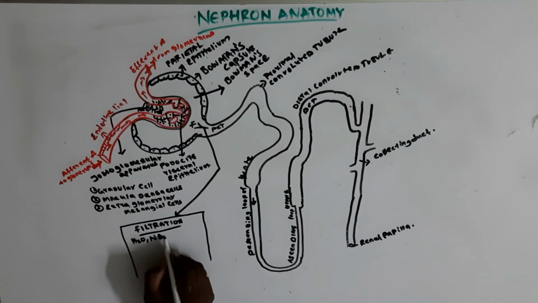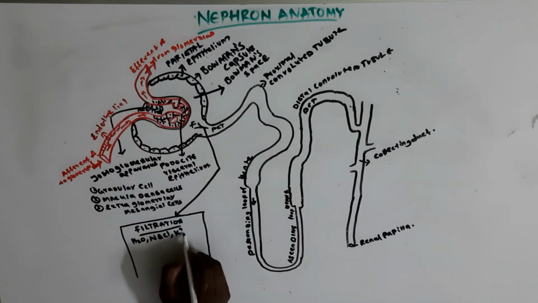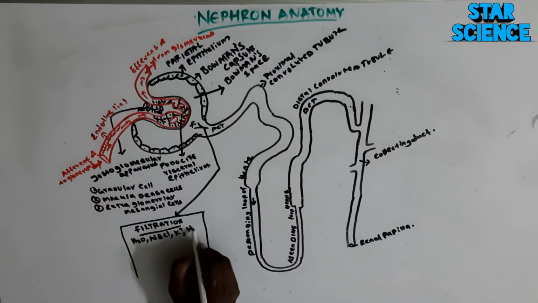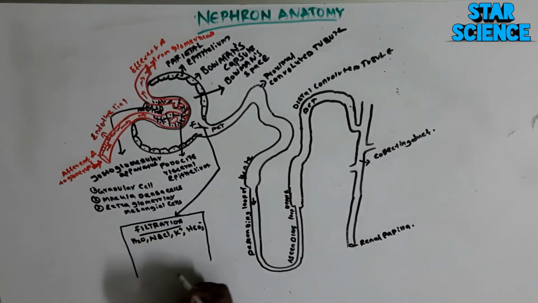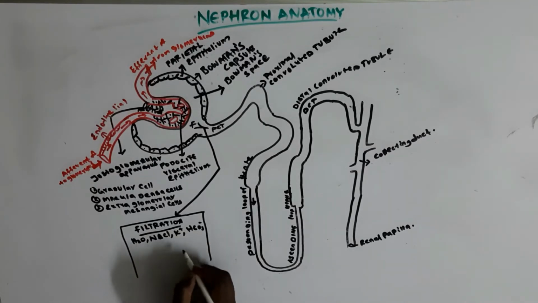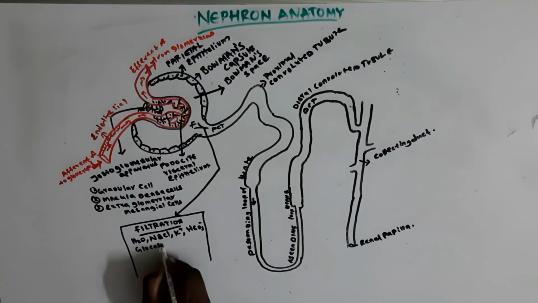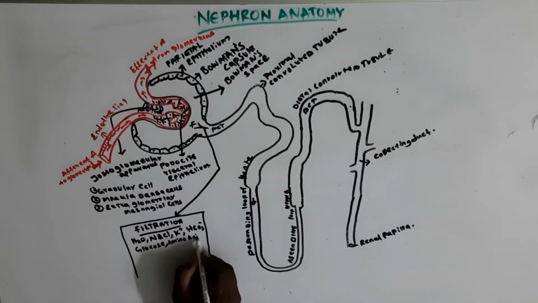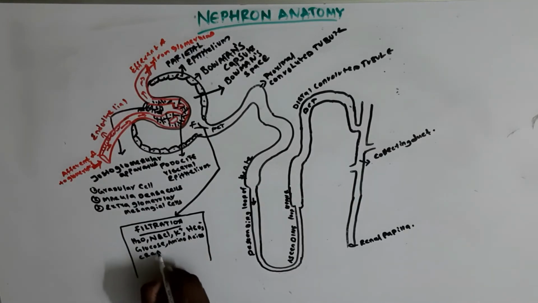sodium and potassium, and bicarb, amino acid, glucose, creatinine and urea. So you have to remember these are the filtered contents which pass from glomerular filtration to Bowman's space.